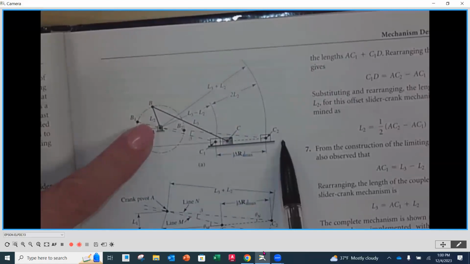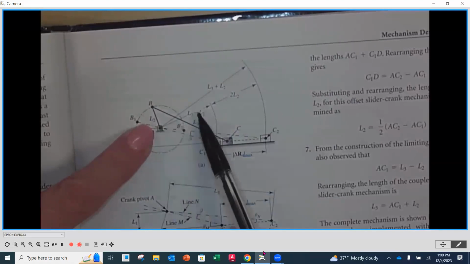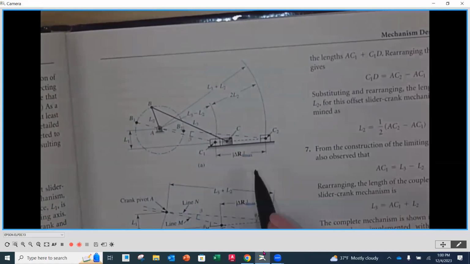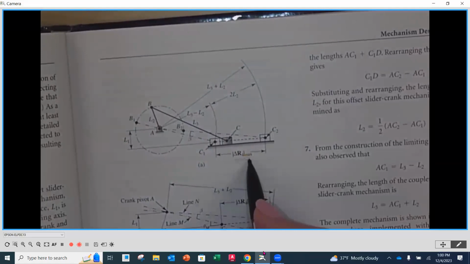So you know along that line where that's going to be. Then the closest position is going to be L3 minus L2 when they're overlapping. So we've seen extreme positions before, and along its line of action, that's where this closest one is going to be. So the difference between these two, again, is that stroke.